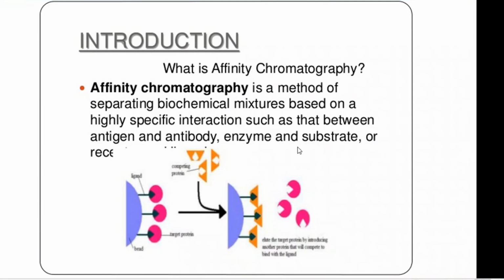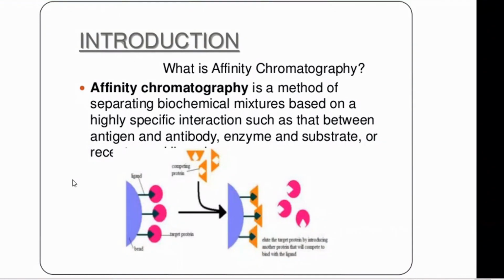Similarly, the enzyme and substrate. Usually a substrate will act as a ligand. When it acts as a ligand and we add the enzyme, the enzyme will go and bind to it. So the enzyme molecule will be attached to this substrate molecule. So we will have ligand molecules which specifically bind to the molecule we are going to separate. Or you can also use a receptor and its related protein molecule or any other molecule, and we can separate that.